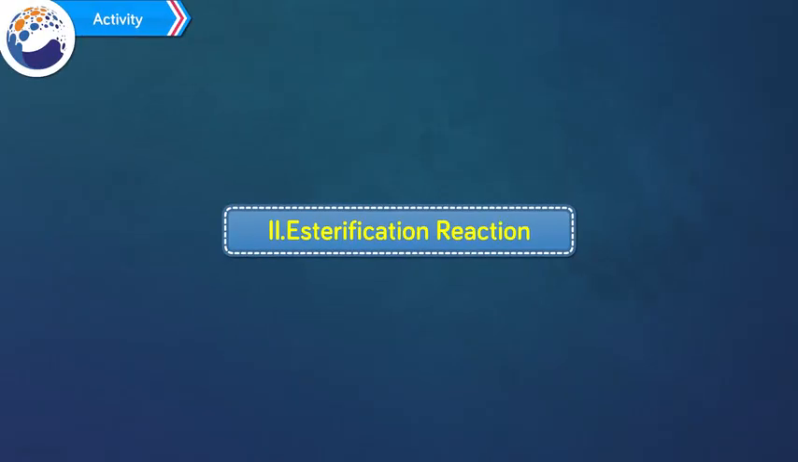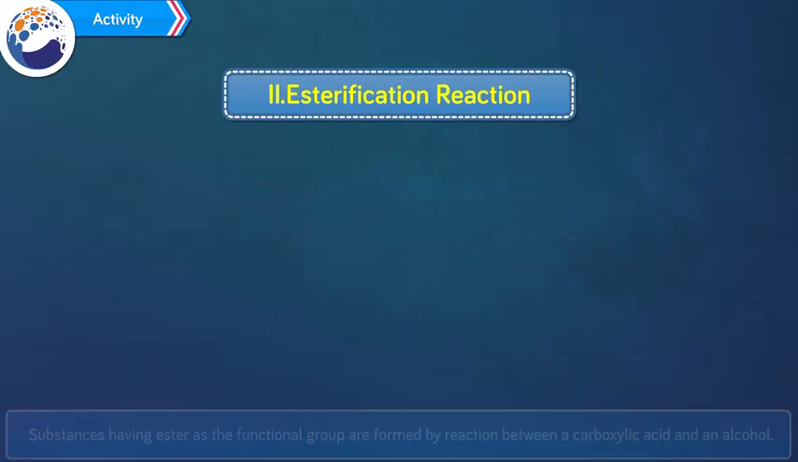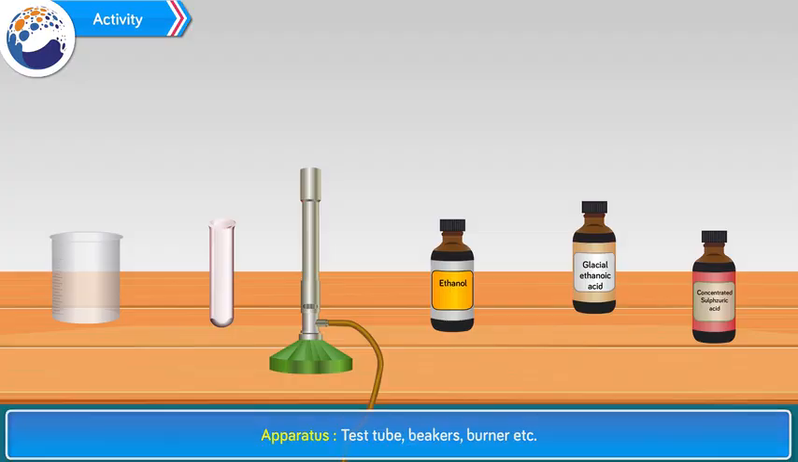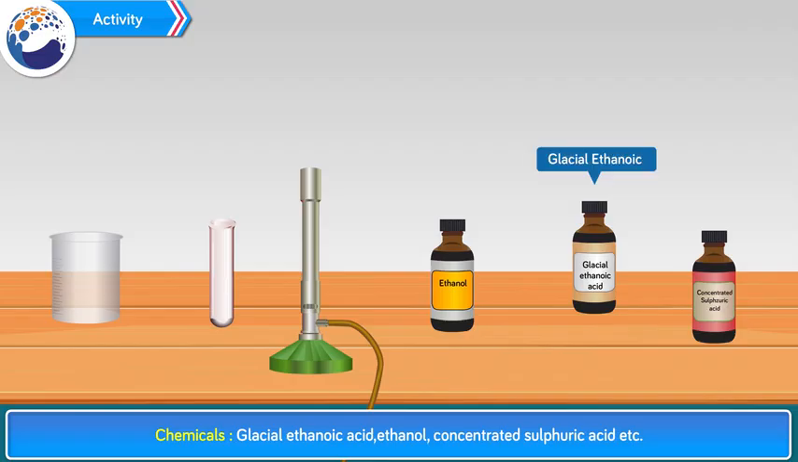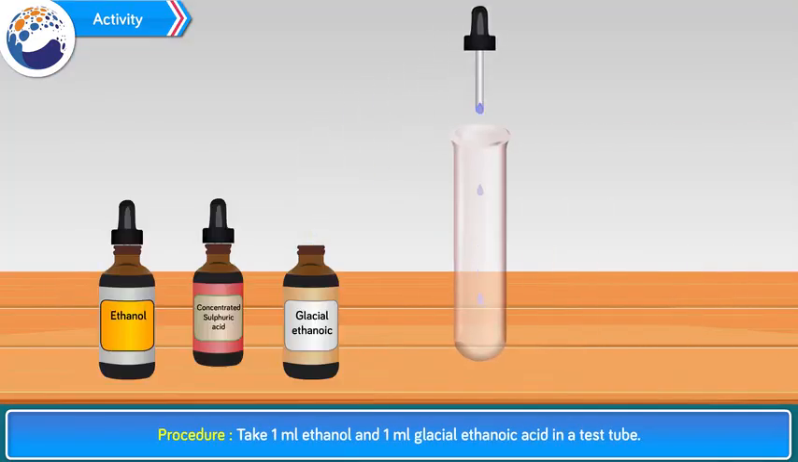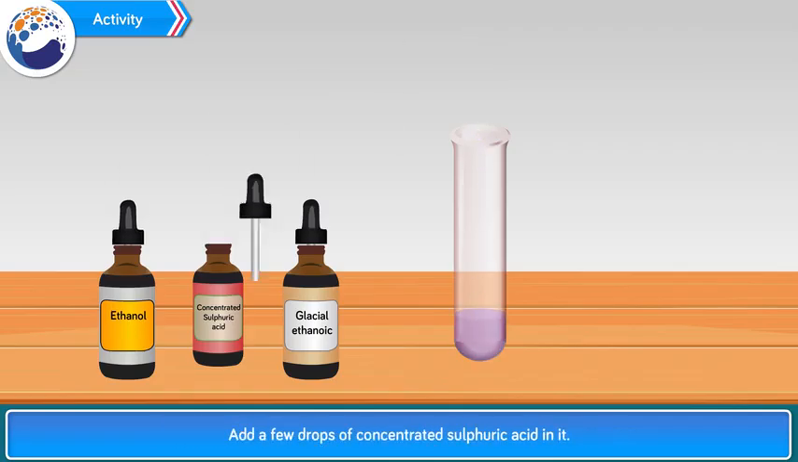2. Esterification reaction. Substances having ester as the functional group are formed by reaction between a carboxylic acid and an alcohol. Apparatus: test tube, beakers, burner, etc. Chemicals: glacial ethanoic acid, ethanol, concentrated sulfuric acid, etc. Procedure: take 1 ml ethanol and 1 ml glacial ethanoic acid in a test tube. Add a few drops of concentrated sulfuric acid in it.